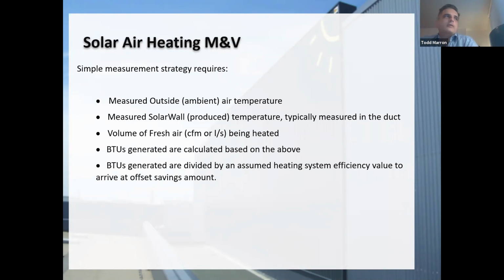Then all you need to do is cross that with the CFM of fresh air, or CFM of air being pulled into that air handler, and you've got a BTU. So outside air temperature, solar wall produced temperature, the CFM, and then you're able to calculate the BTUs generated. Then it's important to understand that if we're dealing with natural gas, a lot of the time, those burners within the natural gas system, they're not 100% efficient. So you would have to divide that by the efficiency value of that system. So if you've got an 82% efficient burner, you make an estimate on that, and then you divide that BTU. So the generated number is the offset system. The offset numbers are higher than that generated number because of that efficiency of the burner system.